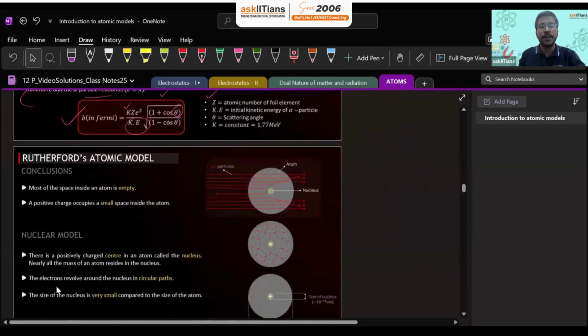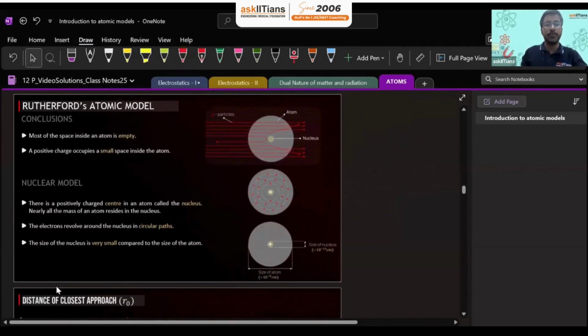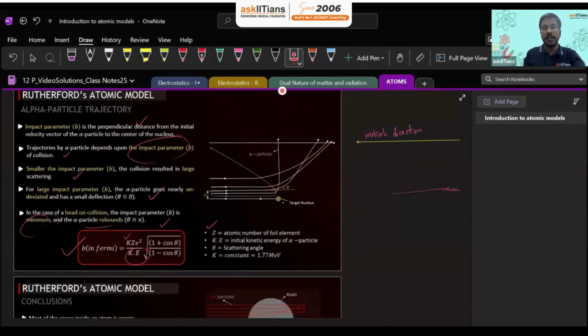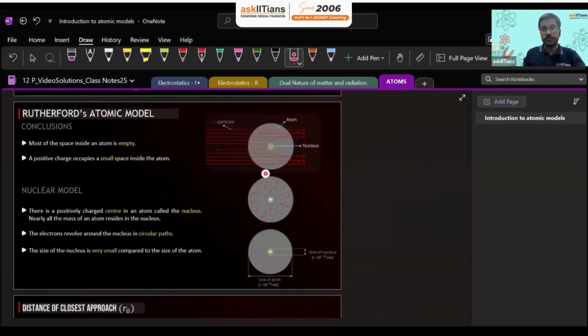Okay, so what are the conclusions made from Rutherford's atomic model? The first conclusion is that the majority of the space in an atom is empty. And second, positive charge occupies a small space inside the atom, right? So most of the space is empty. That's why you can see the majority of the alpha particles are passing without any deviation through these atoms, right? So positive charge occupies a small space inside the atom, right?